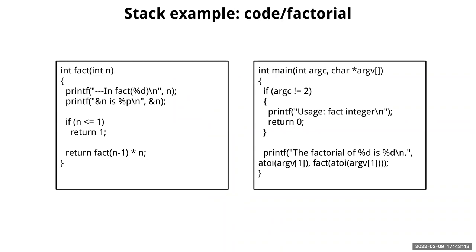So this example also demonstrates how the stack works. You know, in C programming, you can do something very cool called recursion. It means a function can call itself, right? So here I have a function called fact. It's actually a factorial, right? The fact function will compute the factorial of an integer. The integer is given as n here.